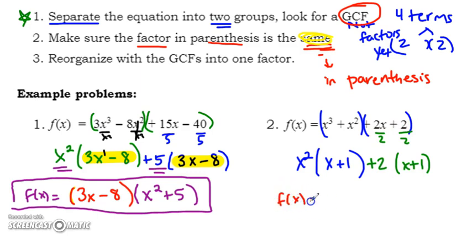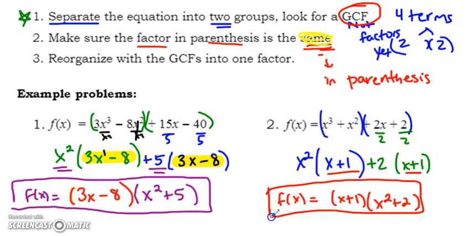So let's see, that should be x plus 1. Yep, I got the exact same factor in both of those. And then multiplied by x squared plus 2. So that would be our answer. All right, we're doing good so far.